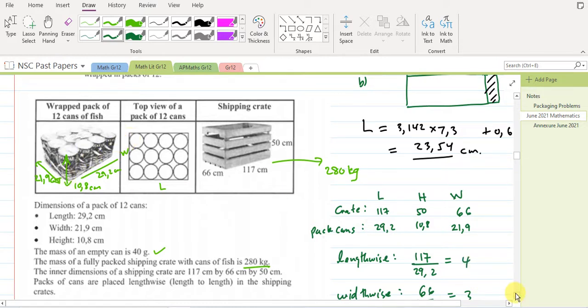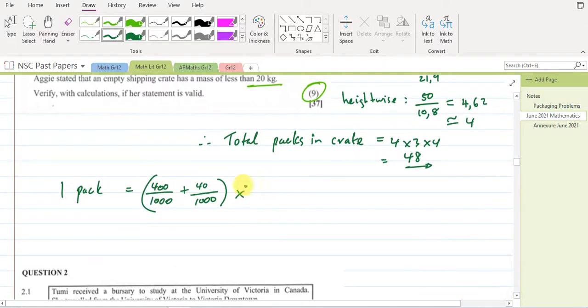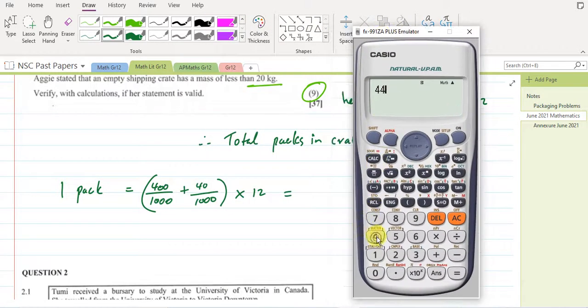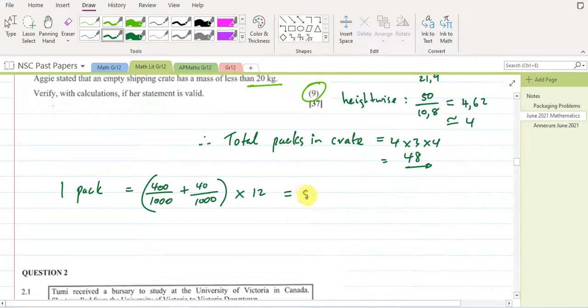So we got 3 by 4, that's 12 in a pack. So 440 over 1000 times 12 will give us 5.28 kg. Now 5.28 kg times 48, because there are 48 packs in the crate.